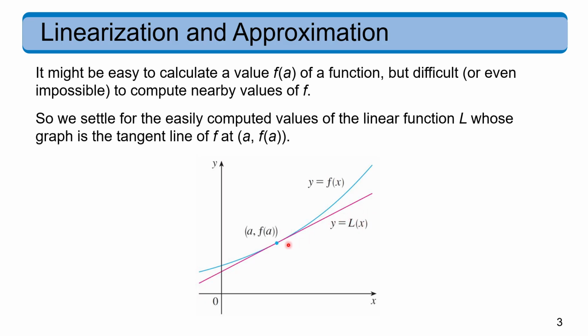And as long as the 3.25 is pretty close to the point 3 where we made it tangent, then using L as an approximation to f will be pretty good as long as you stay close to the point where it's tangent. So this gives us some motivation for why we might want to use the tangent line to approximate the curve f.